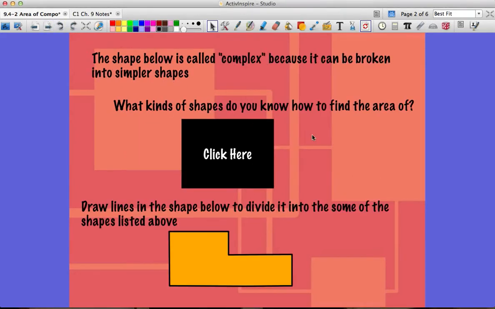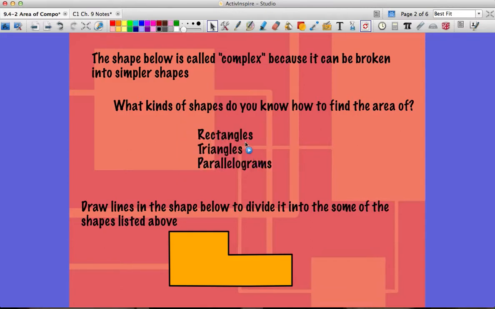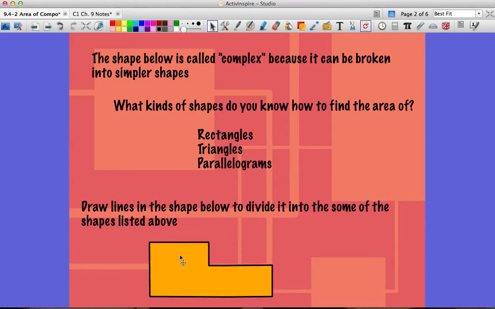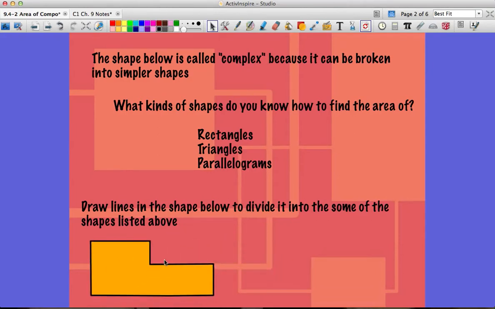First, we have to understand what a composite or complex figure is. This is not in your vocabulary, so you do not have to write it down if you don't want to. A complex figure is a figure that can be split into simpler shapes. In this case, when we talk about simpler shapes, we talk about the shapes that we already know how to find the area of. In this case, we know how to find the area of rectangles, triangles, and parallelograms. So when we look at a shape, we want to split it into those types of shapes. When we do this, however, we can only draw from vertex to vertex.